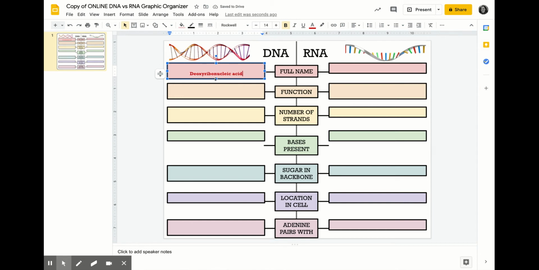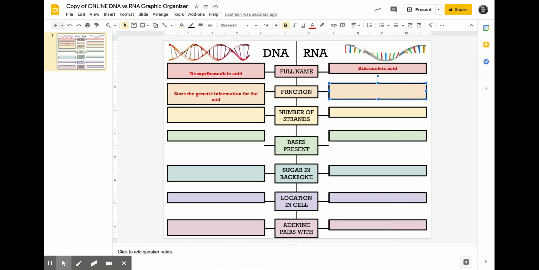So deoxyribonucleic acid. For RNA, it doesn't have the D. So it's ribonucleic acid. The function of DNA is to store the genetic information for the cell. RNA uses DNA to convert the code of DNA into a protein.